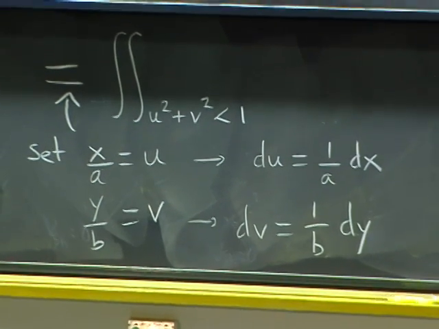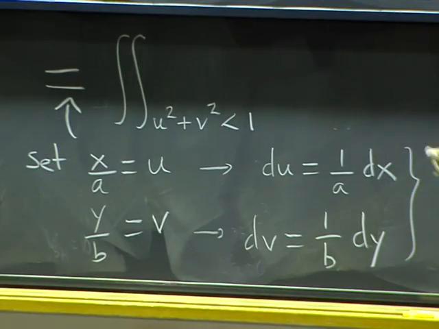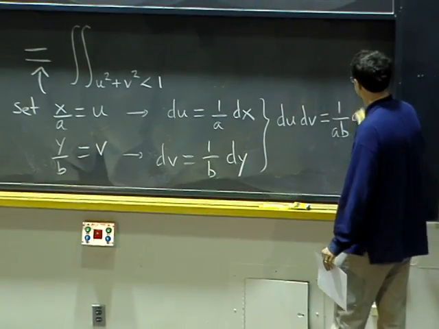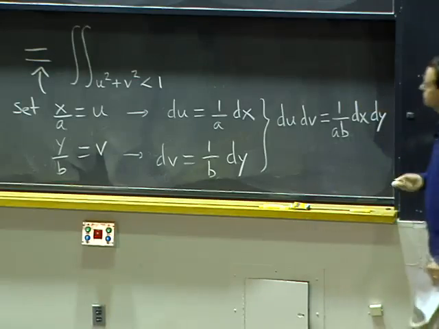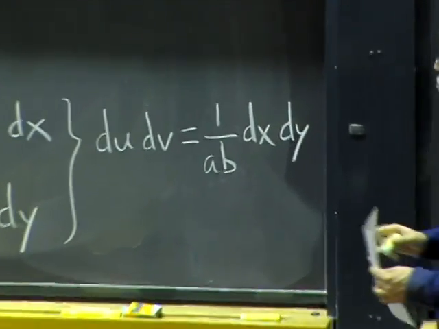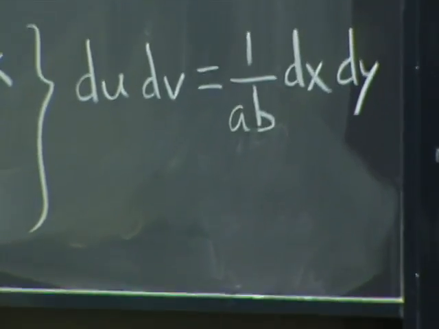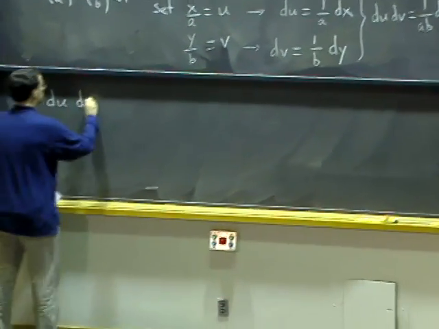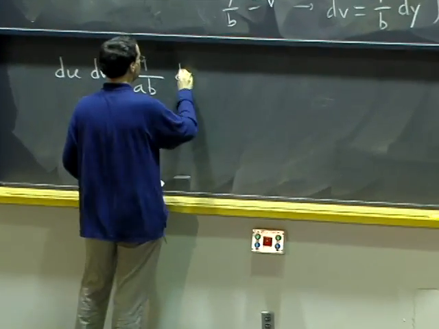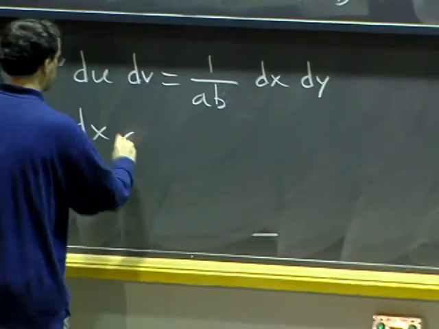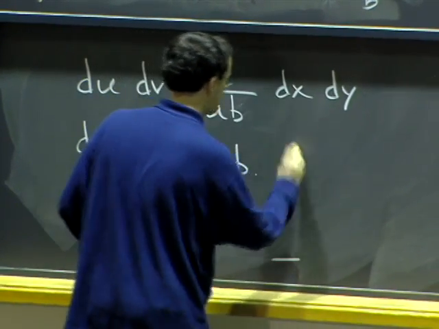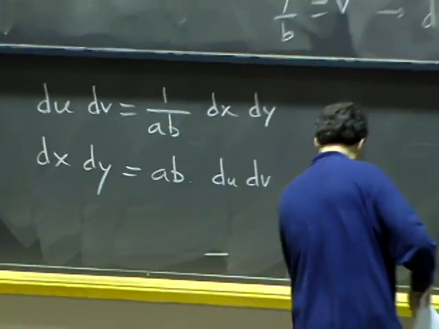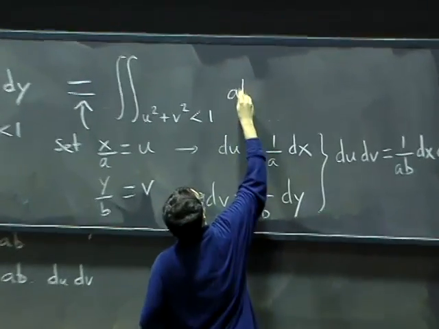So it's very tempting to write, and here we can write, in this particular case, that du dv is 1 over ab dx dy. Okay? So let me rewrite that. I get du dv equals 1 over ab dx dy, or equivalently, dx dy is ab times du dv. So in my double integral, I'm going to write ab du dv.